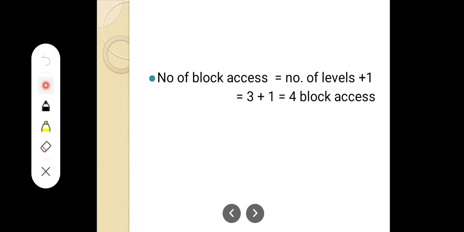Always remember, in multi-level indexing, to find the block accesses, take the number of levels plus 1. That gives our block accesses. So the number of block accesses in multi-level indexing is the number of levels plus 1. Here it is 3 plus 1 equal to 4. Clear? So 4 block accesses are required.